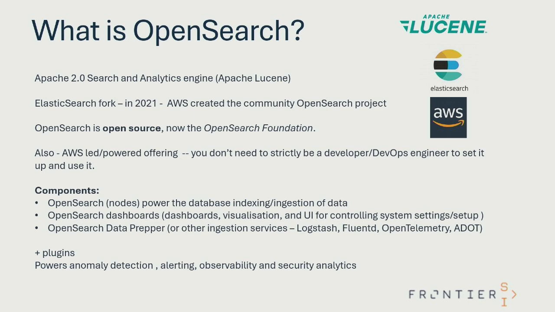Elasticsearch changed their licensing at that time, and AWS wanted to continue using it. They created the fork and made the OpenSearch project as a community open source project, and it's been going since 2021. It's fully open source, and there's now the OpenSearch Foundation. It's part of the Linux Foundation and all this wonderful stuff.